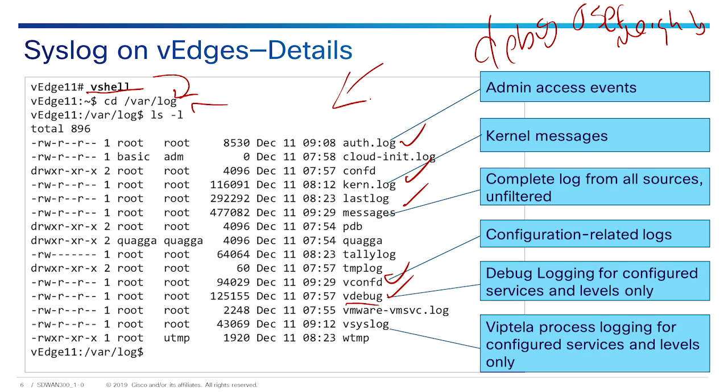Then we have vsyslog, which is all the syslog messages from all Viptela processes, the daemons, above that configured priority value. The default priority value is informational, which is severity level 6. Therefore, by default, all notice, warning, error, critical, alert, and emergency syslog messages are going to be saved.